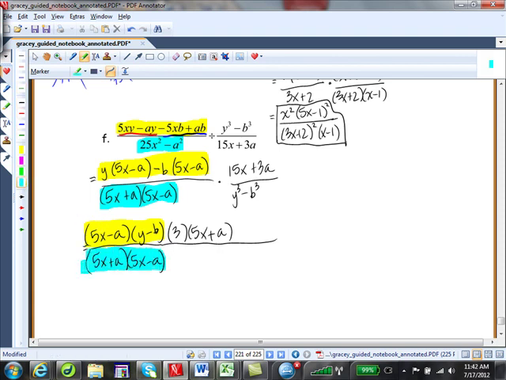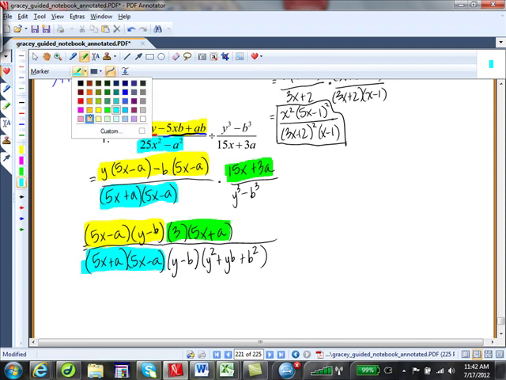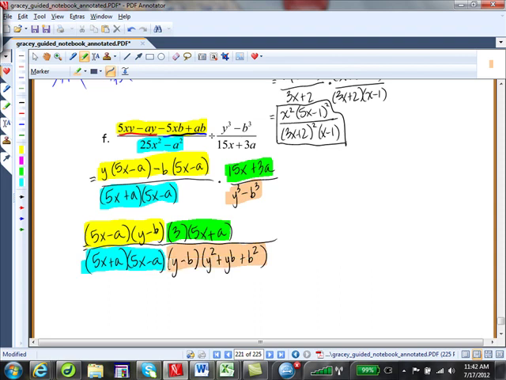And then this guy factors like this. And then now I've got that difference of cubes, which remember I told you you're not responsible for on the exam. So we'll end up with y squared plus y times b plus b squared. So this here factors like this. And then let's see what we can divide out.